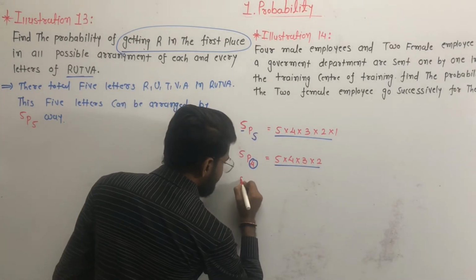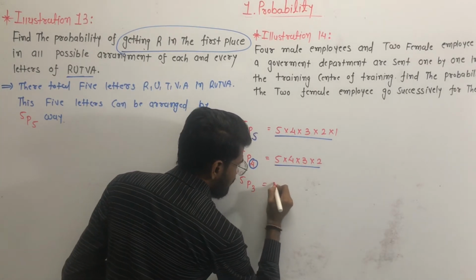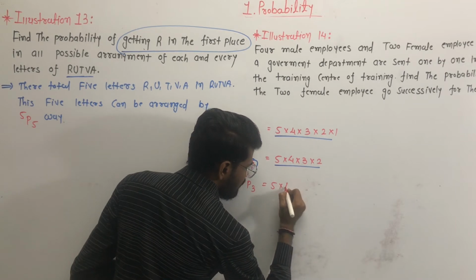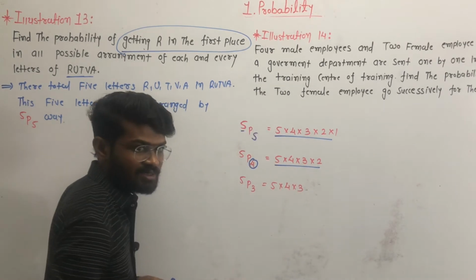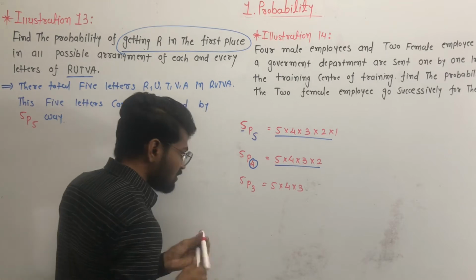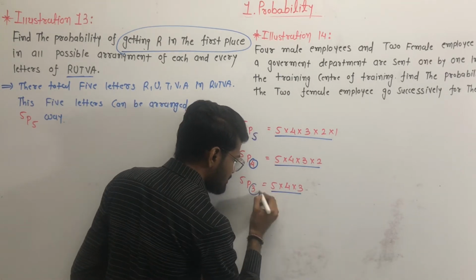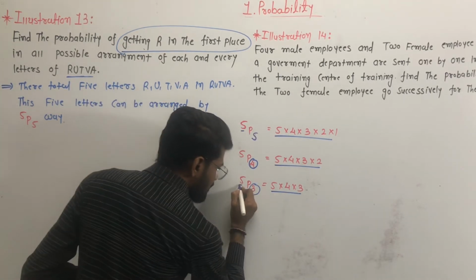Now, 5p3 means 5 multiplied by 4 and multiplied by 3. There is a total of 3 numbers, and it is decided by this number. And we have to start with 5.